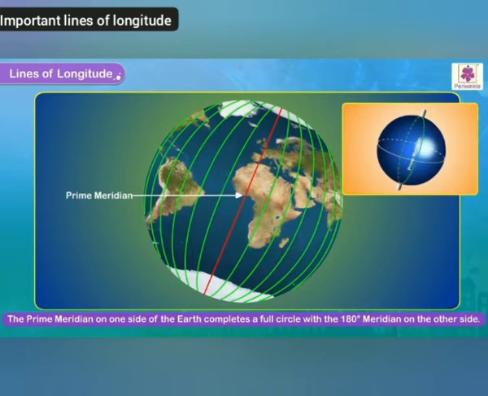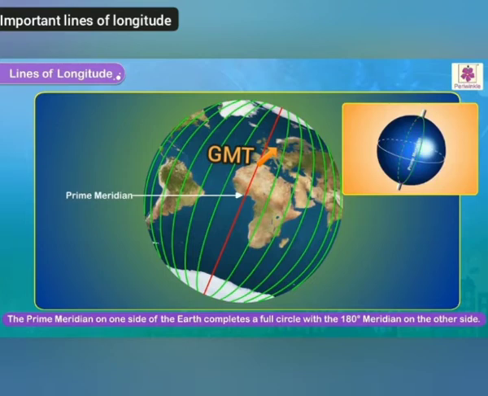So the local time, meaning the time at a particular place or area at Greenwich, is called the Greenwich Mean Time, that is GMT. This Greenwich Mean Time is used to calculate the time at all other places on the earth. With the help of this Greenwich Mean Time, we can also calculate the longitude of a place.